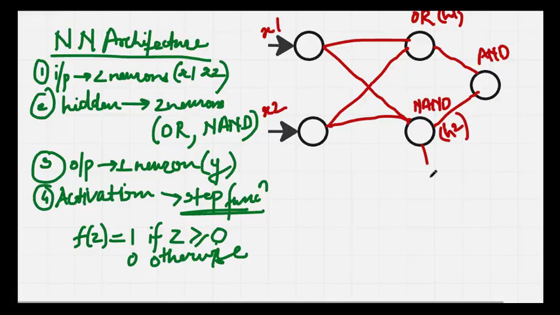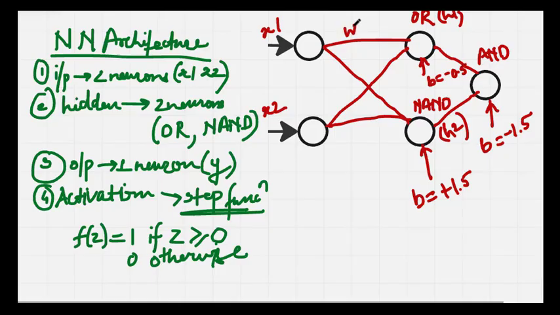Now we saw for the NAND gate we were giving a bias. What was the bias for the NAND gate? We were giving exactly the opposite bias which was given for the AND gate, that is plus 1.5. So for the AND gate it will be minus 1.5. And for the OR gate, what is the bias? Minus 0.5.